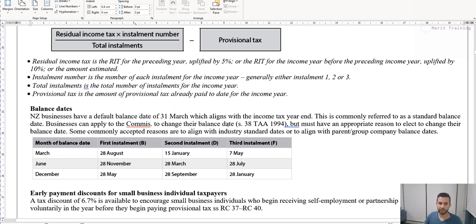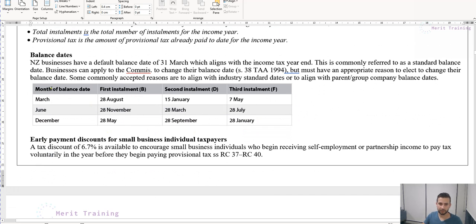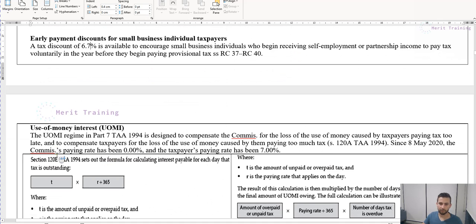So, of course, you can change that date if you want to. For example, if your parent company has a different date, or if your industry has a certain standard date you want to align to, you can ask the Commission to change it. That's fine. But generally, those installments are paid at these dates in this table down here. And now, there's also an early discount payment as well for small business taxpayers only, which is a tax discount of 6.7% if you pay voluntarily in the year before they begin paying provisional tax.